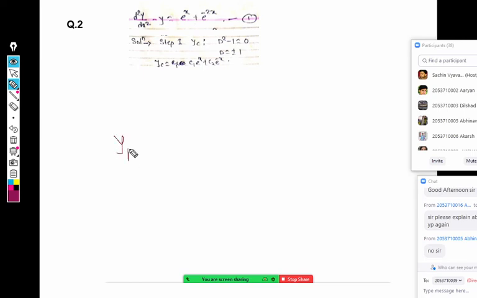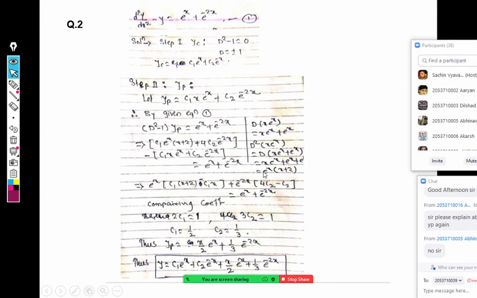So the trial yp for e raised to x: that a is a root, so we should write a times x e raised to x, plus b times e raised to minus 2x only. This is the trial yp, and we have to find out a and b. So selecting a trial yp is the only important thing. Remaining calculation is always simple.